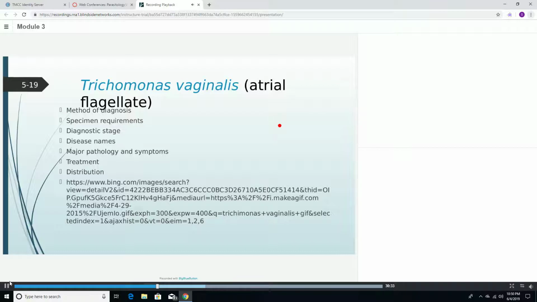So I really want you guys to get a good understanding of what this parasitic infection includes.